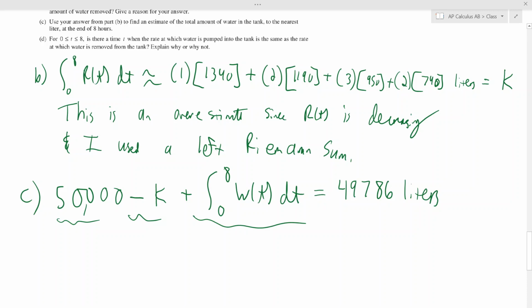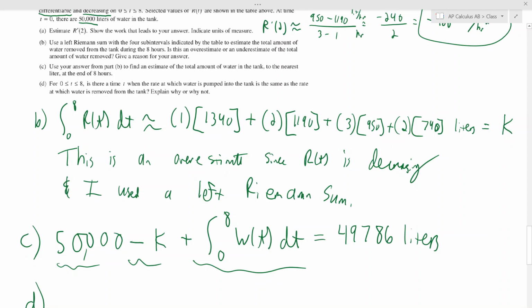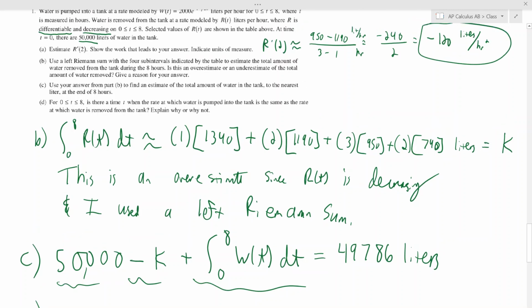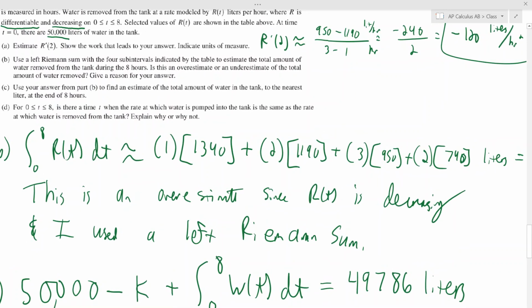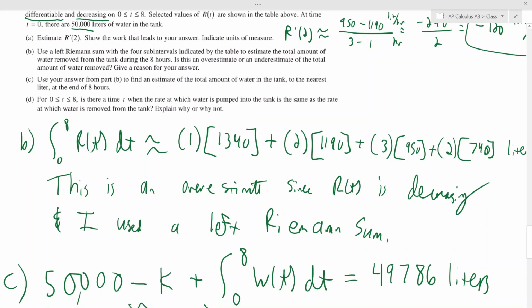Equals. Okay, so that's that. D is the question I really want to talk about here. D says, so stick with me, is there a time when the rate at which water is pumped in is the same as the rate at which water is removed?